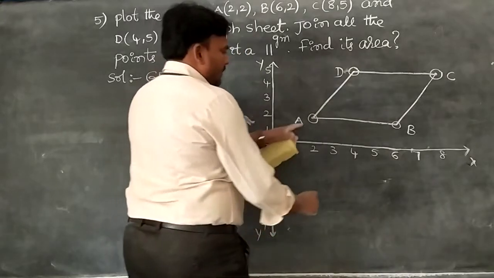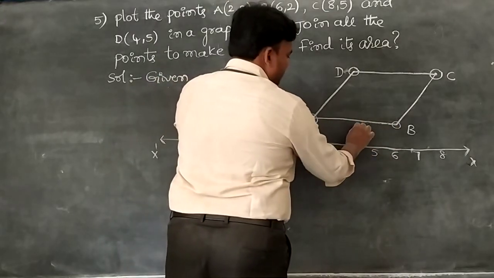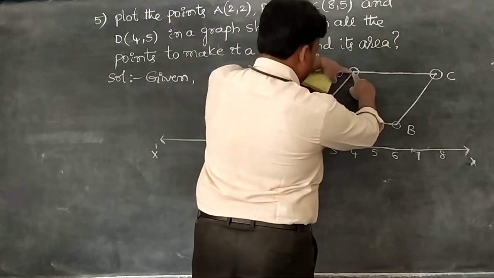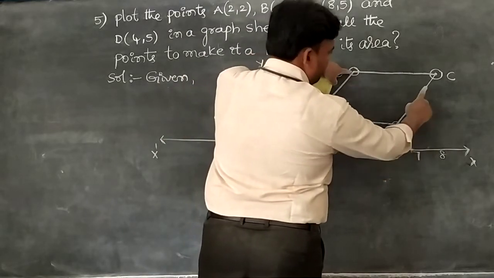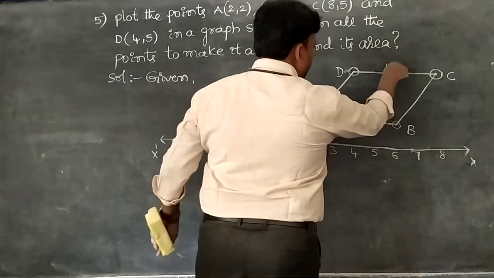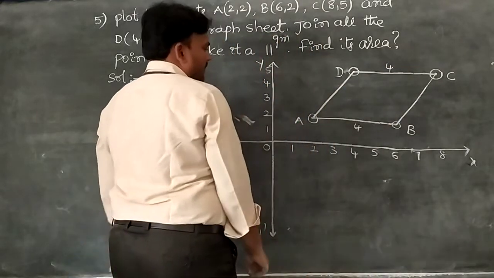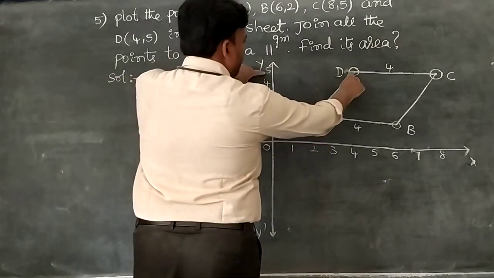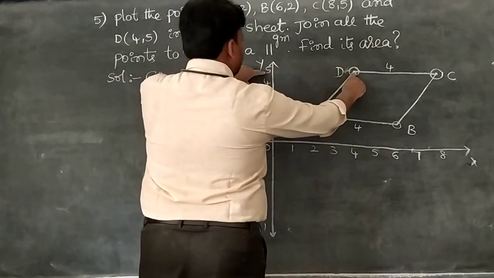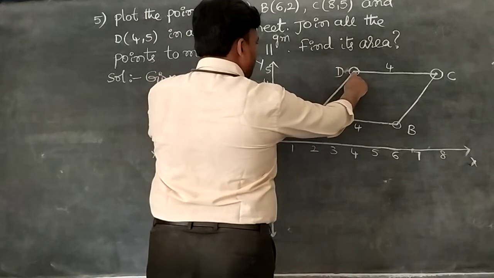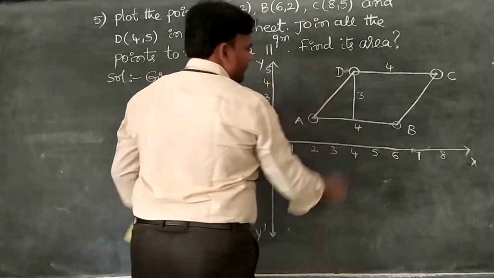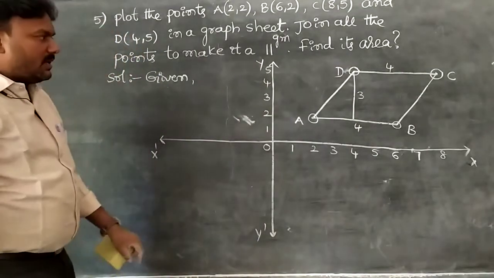How much is the value? 2 to 6 means 4 units here. Here also, observe here, so 3 to 7. So here also 4 units. Okay, and also we find the height value. Observe the height. D value here 5, and A value 2. 5 minus 2 becomes 3 units. 3 units. Okay, clear, students?